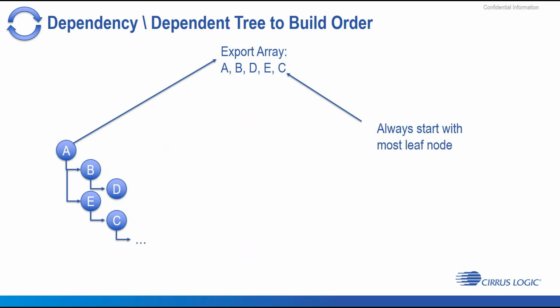Make sense? Now, I always start with the most leaf node and then work my way up. So C was the thing that had no dependencies. He's kind of flying out there in the middle of nowhere. So I'm going to just build him first and then work my way up the tree.